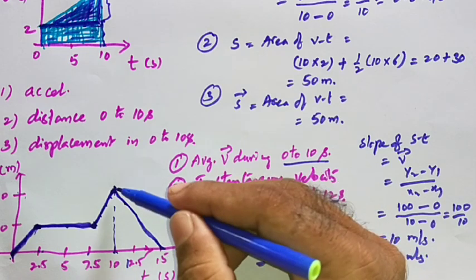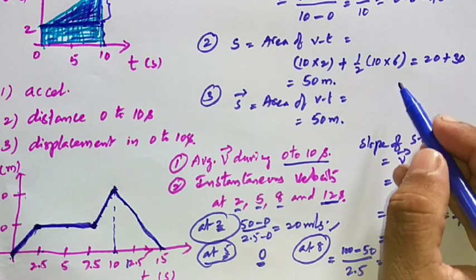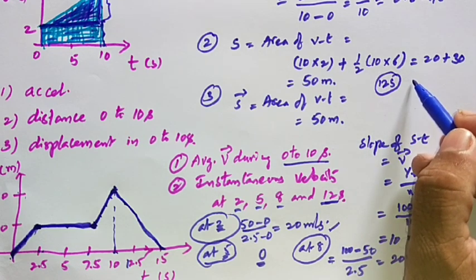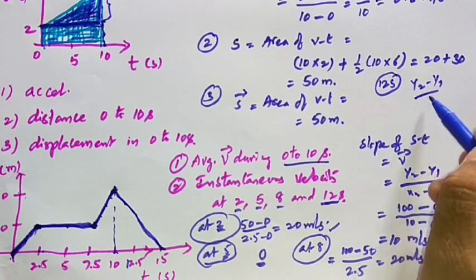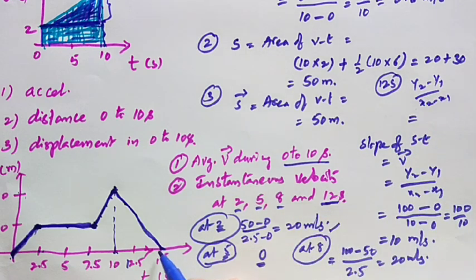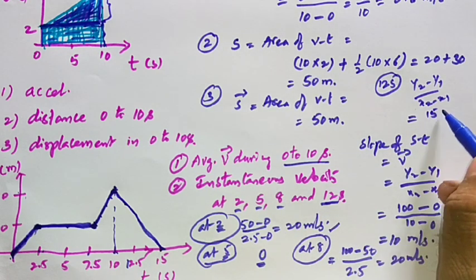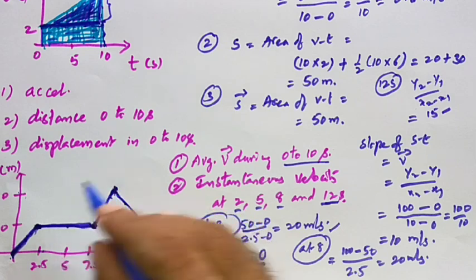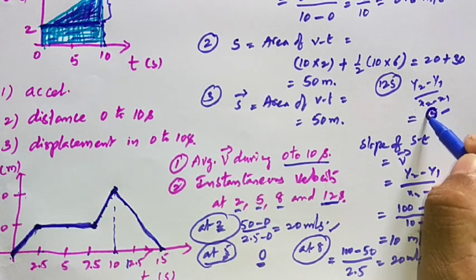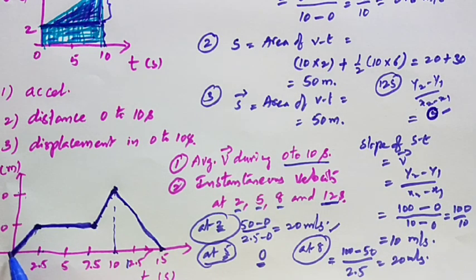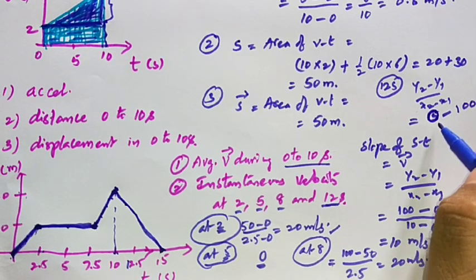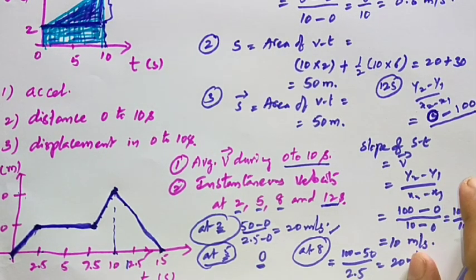So I calculate from 10 to 15. So at 12 seconds, now y2 minus y1 by x2 minus x1. Yes or no? Then that is equal to y2. What is the y2? 15 minus y1 is 100. Sorry, at 15 it is 0. On the y-axis it is 0. Yes or no? Right. Now y1 is 100 divided by x2 minus x1.